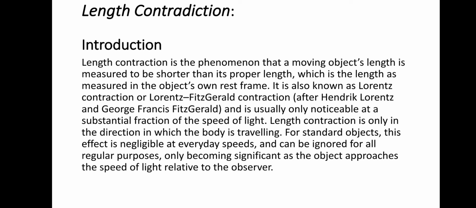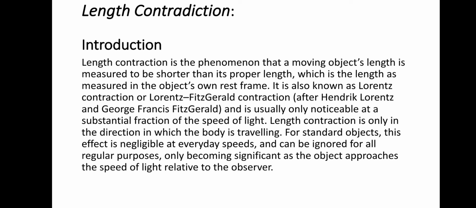Introduction. Length contraction is the phenomenon that a moving object's length is measured to be shorter than its proper length, which is the length as measured in the object's own rest frame. It is also known as Lorentz contraction or Lorentz-Fitzgerald contraction, after Hendrik Lorentz and George Francis Fitzgerald, and is usually only noticeable at a substantial fraction of the speed of light.